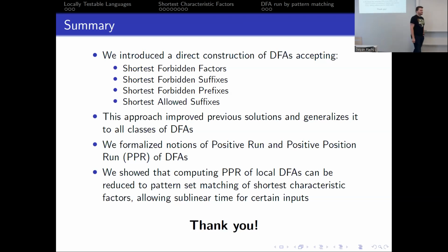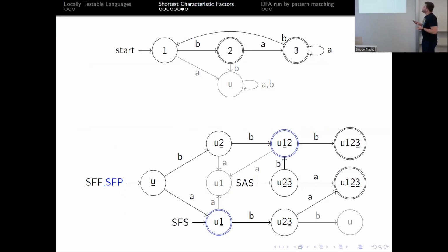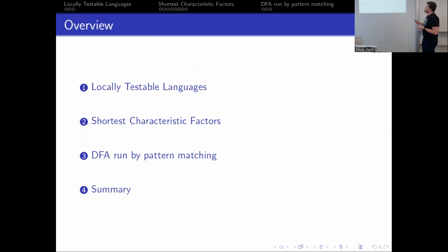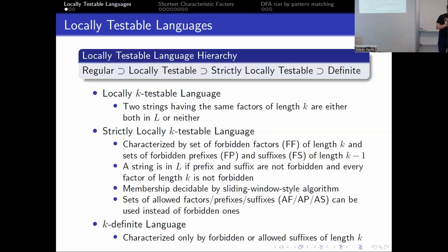Well, I have a question. If I understood, maybe I misunderstood, but you have these three sets for the factors, prefixes, and suffixes. Do they actually fully characterize the language? Yeah, good question. Basically, not fully, because in the beginning, when we have the locally testable languages, the sets that characterize them have some length k, which means they might not fully characterize strings that are shorter than k.